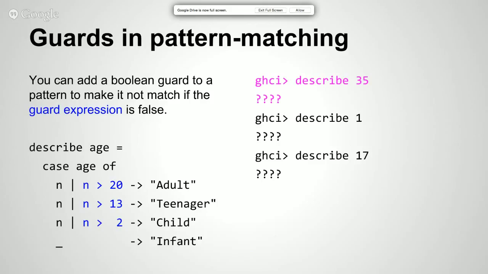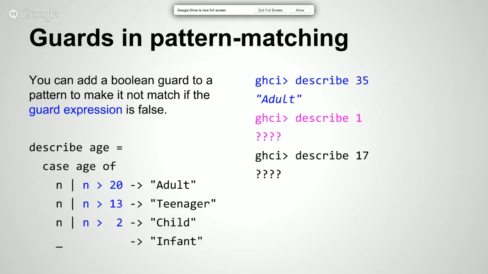Awesome. So guards in pattern matching are Boolean statements. They can use variables that were bound in the pattern, and they will make a pattern not match if the guard expression is false. So as we can see, the top pattern is n, which is a wildcard. That would match everything. But if age is not greater than 20, then it will fail and it will go down to the next one. So describe 35, it's going to say, okay, the first one matches and that's adult.